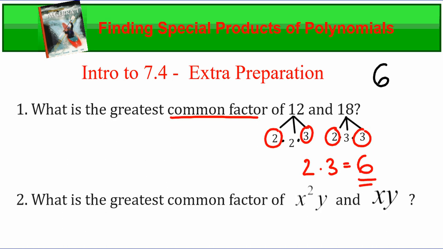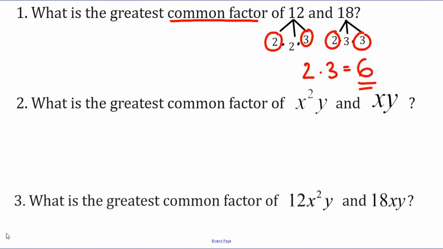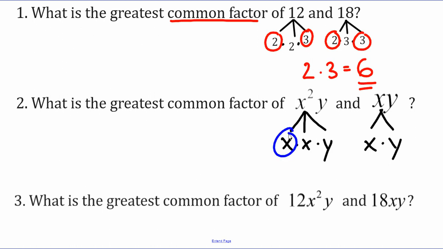After you learned that that worked for numbers, hopefully you investigated it with variables. If I break x squared y down, I'm going to get x times x times y. If I break xy down, I get x times y. If I ask what's the greatest common factor of these two items, I'll note they both have an x and they both have a y. Can't do any more because this second one doesn't even have anything more. So the greatest common factor of these two would just be xy.